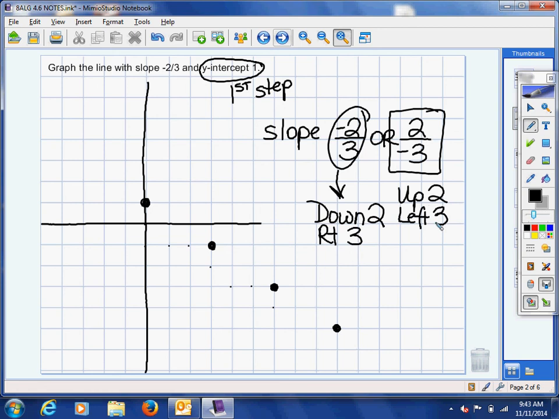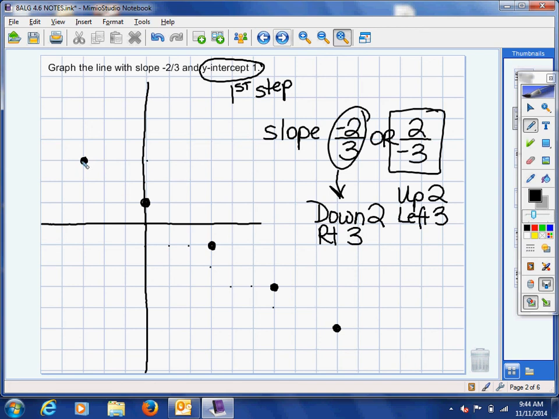Positive on the 2 means to go up. Negative on the 3 means go left. So let's follow that pattern and let's see if it lies on the same line as these other points we've already done. So pencil tip back on the y-intercept. There it is. Go up 2, left 3. Mark your point. And I think we're going to run out of room, so I'm only going to be able to do one of those.